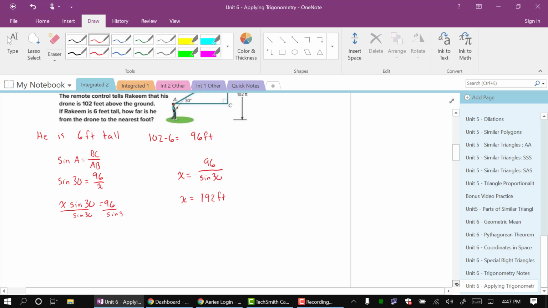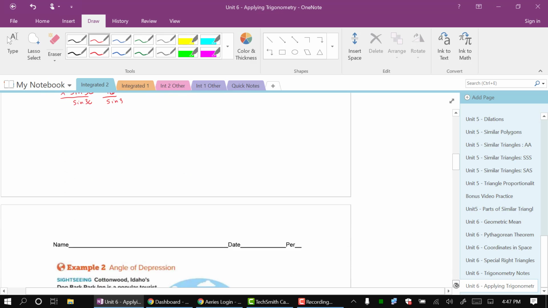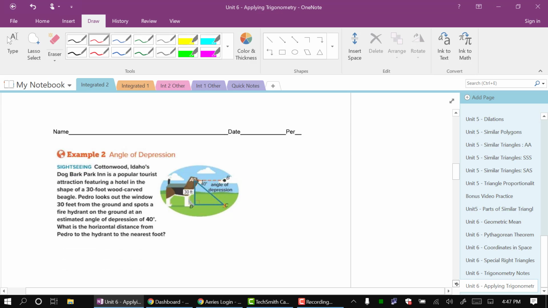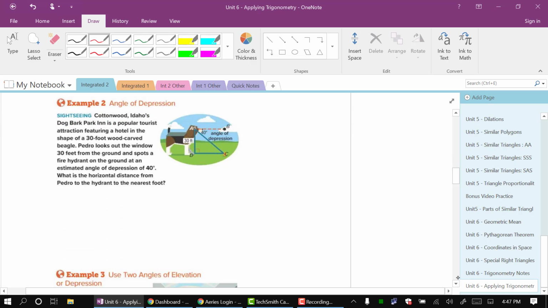Let's take a look at number 2. So where before we were looking up, now we're going to be looking down. So our top line up here and our bottom line right here are parallel lines. So that means that if this is 40, this is also going to be 40 degrees by alternate interior angles. So I have that this is 40 degrees right here. I have that this is 30. I want to find the distance between it and the dog.